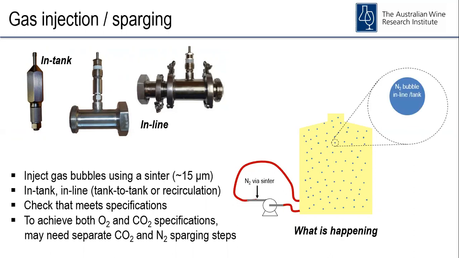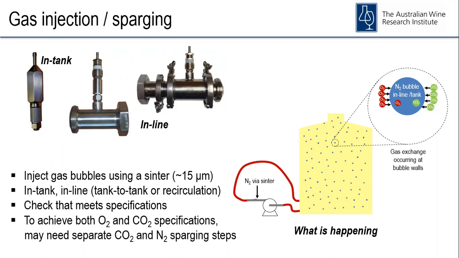What's happening is we've got this nitrogen bubble, and there's gas exchange occurring at the bubble walls. In the wine there's going to be more oxygen than in our pure nitrogen bubble, and that difference in concentration will lead to some of the oxygen going into the nitrogen bubble.